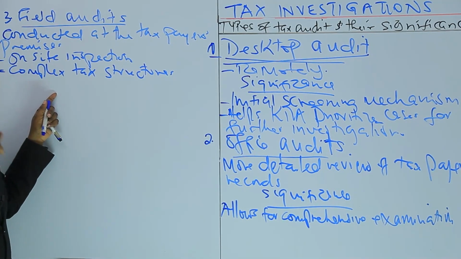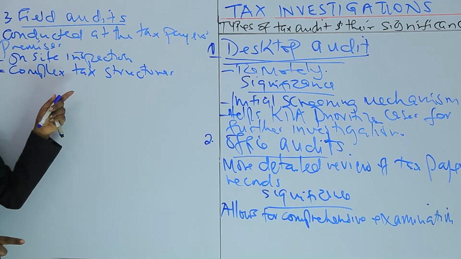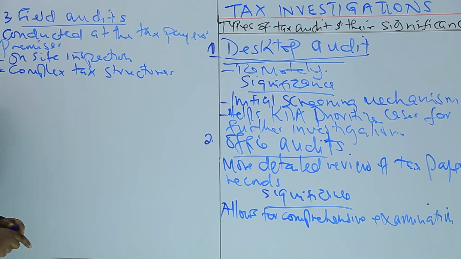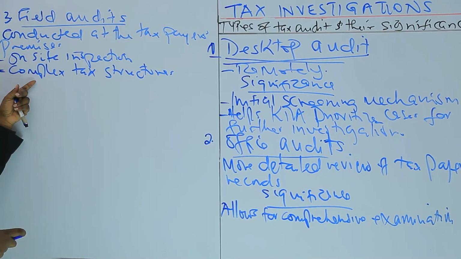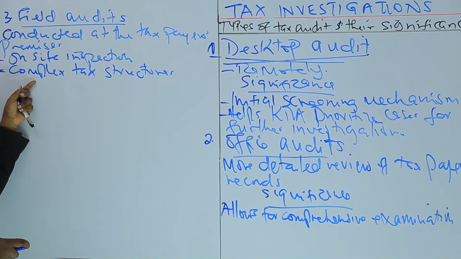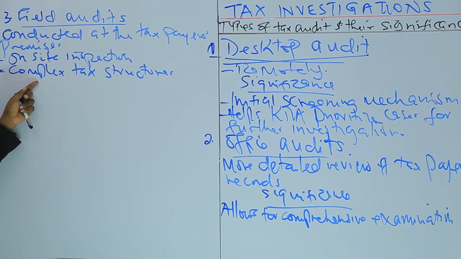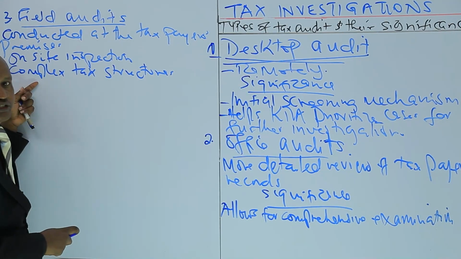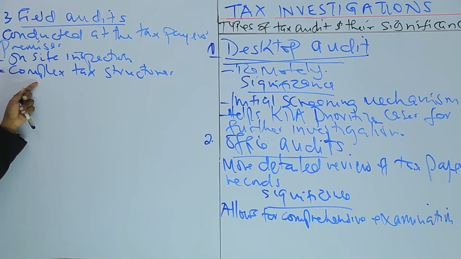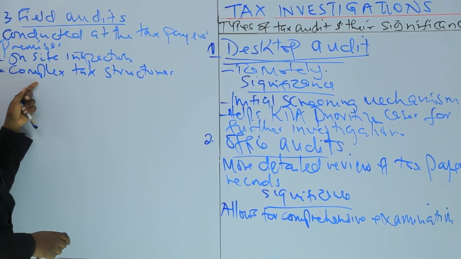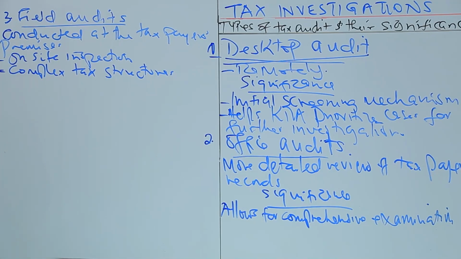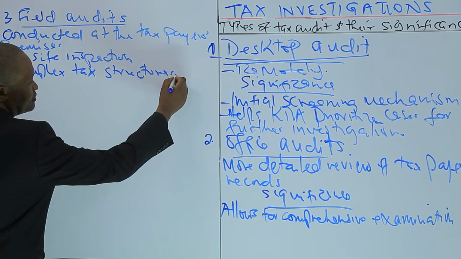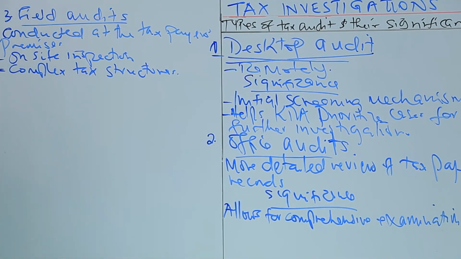KRA may employ forensic accountants to investigate potential irregularities, because this kind of audit is conducted where a company or an organization has complex tax structures requiring specialized knowledge of auditors and forensic accountants. Complex tax structures. Do you understand?